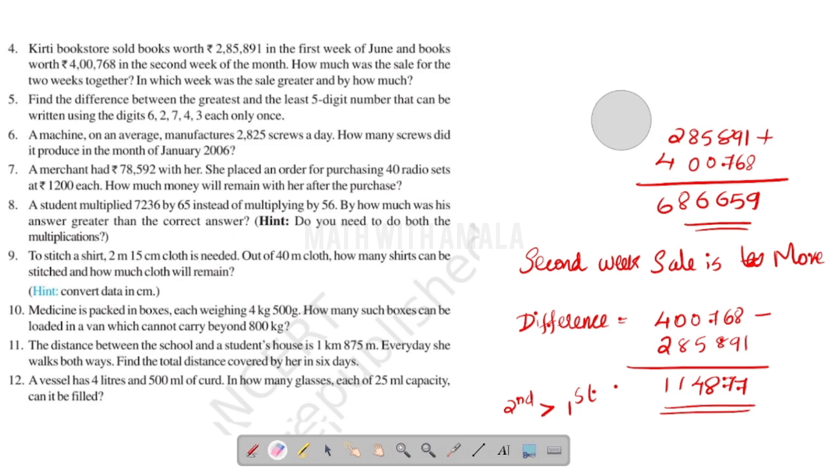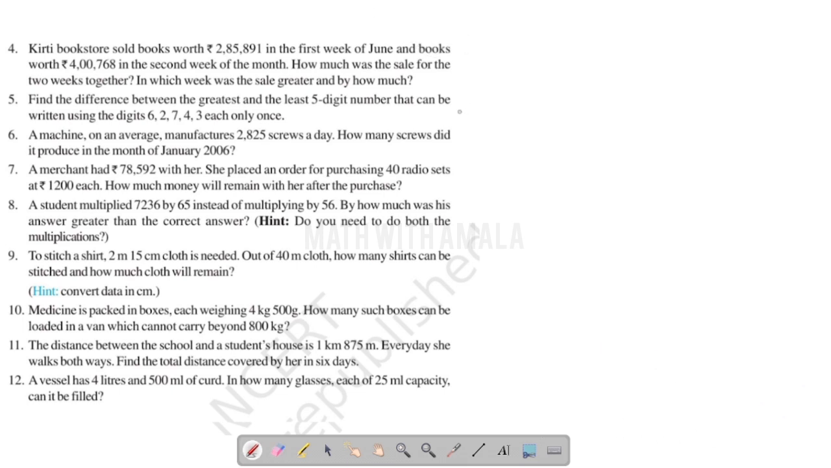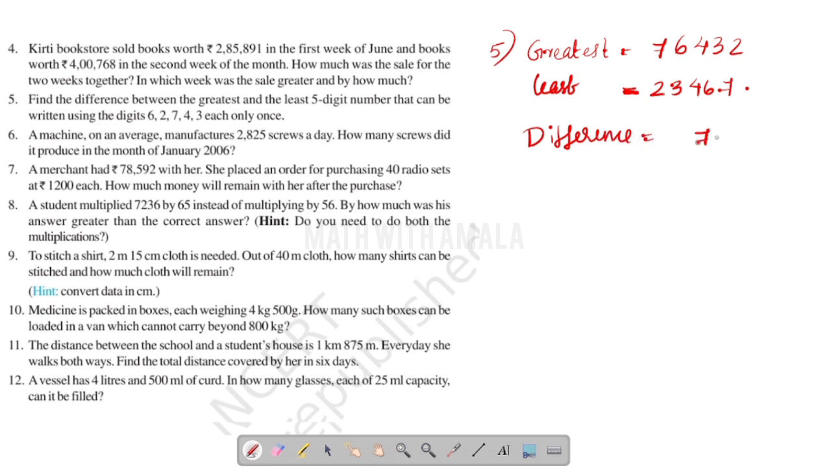Okay. Next, fifth question. Find the difference between the greatest and the least 5-digit numbers that can be written using the digits 6, 2, 7, 4, 3 each only once. So we are taking these 5 digits only once. As we have told in the first video, we can take the ascending and descending order. When you write in the descending order, this is the greatest number. When you write in the ascending order, this is the least number. So 7, 6, 4, 3, 2 is the greatest. It's reverse, 2, 3, 4, 6, 7 is the least.